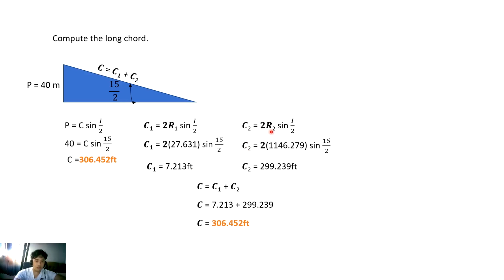Para naman sa C2, 2R2 sin I over 2. So, para makuha natin yung R2, gagamitin natin yung R2 na nakuha natin kanina. So, 2, substitute natin yung R2, which is 1,146.279 times sin 15 over 2. So, makukuha natin yung C2 na 299.239 feet. So, pag-add lang natin yung C1 at C2. So, 7.213 plus 299.239 equals to 306.452 feet.